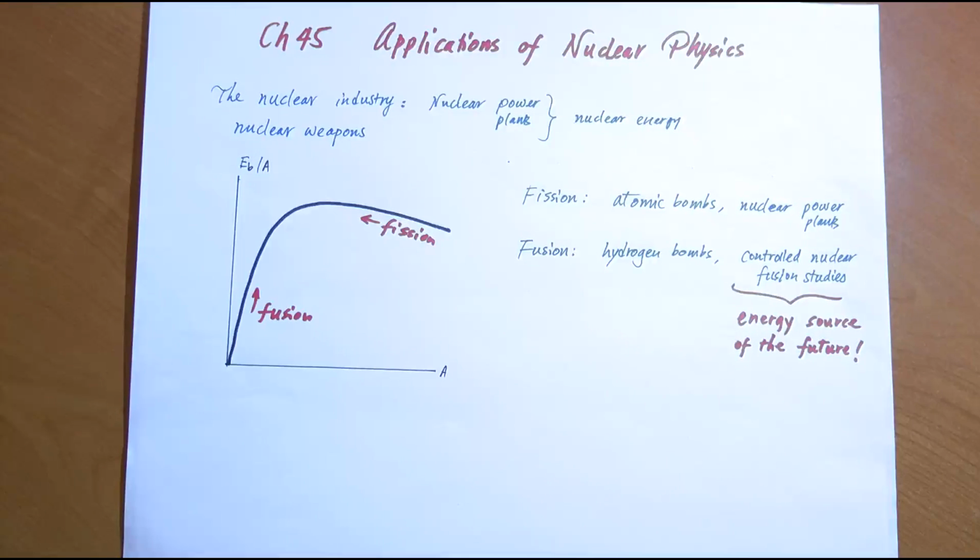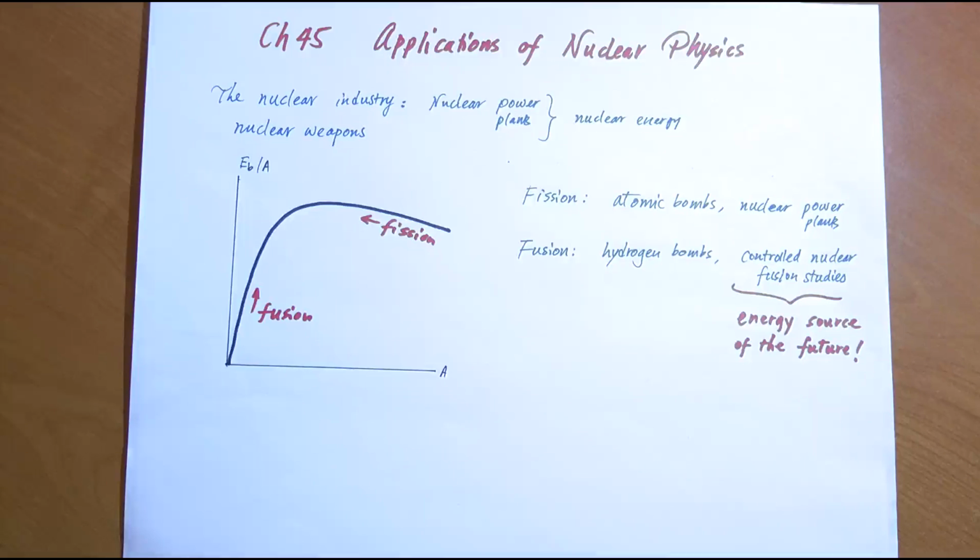Chapter 45, Applications of Nuclear Physics. We're going to focus in this chapter primarily on the application of nuclear energy. That is, how do we extract energy from the atomic nucleus? And there are two major aspects of this application.